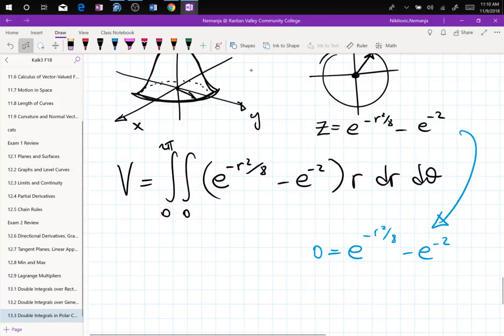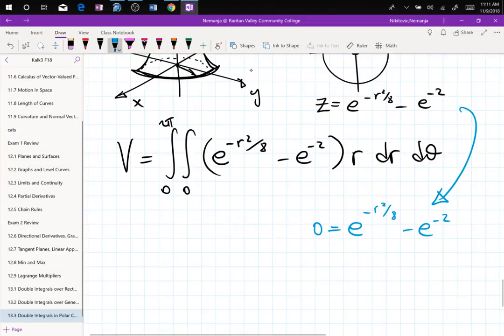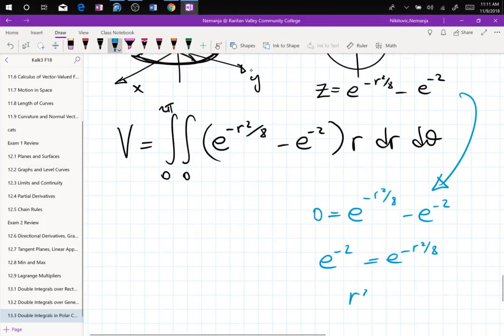I mean, you should be able to just look at this and know it's 4 right away. Why is that so? You move e to the other side, so you have e to the minus 2 is equal to e to the negative r squared over 8. And now, look, don't you agree that if e is equal to e and negative sign is equal to negative sign, then r squared over 8 must be 2? So r is 4, just by looking at the whole thing. R is plus or minus 4, but lengths are never negative, so we throw that one away.